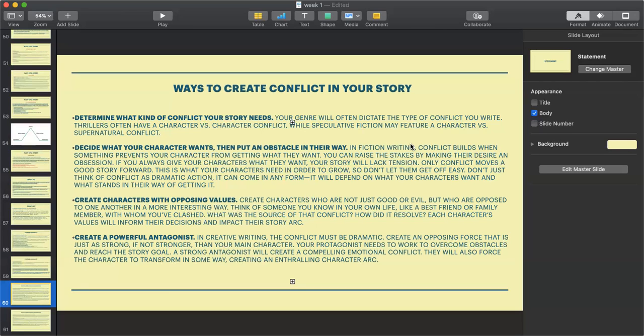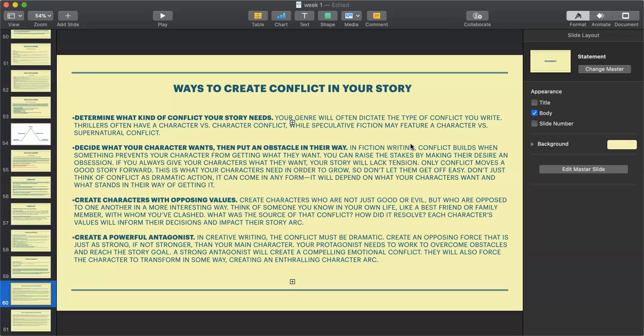So first is what kind of story you are writing, your conflict will be based on that. Second, whatever the character is wanting, put an obstacle in front of him, then the character will grow, then the character will be more pushed towards the end to achieve whatever the character wants.